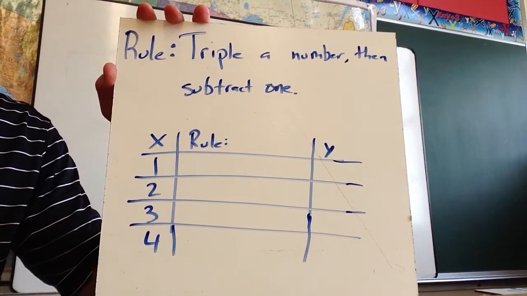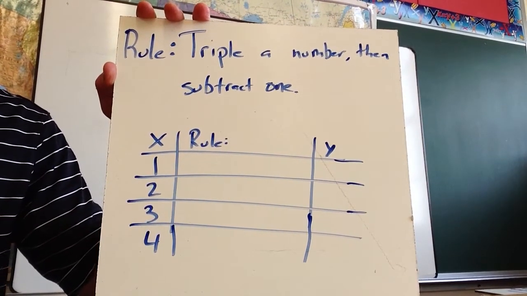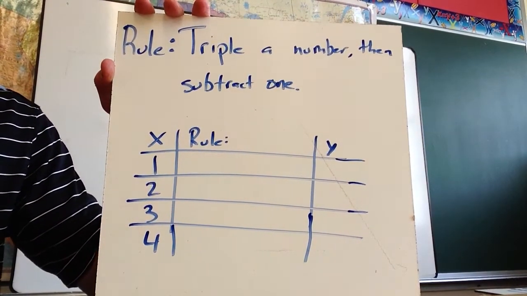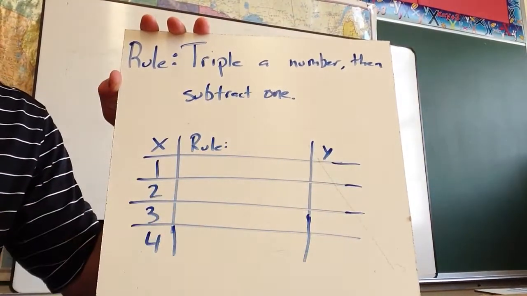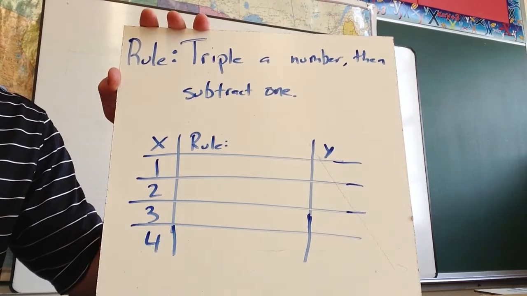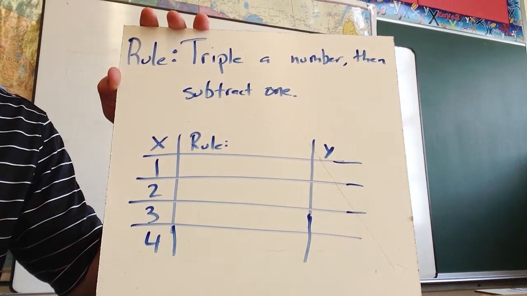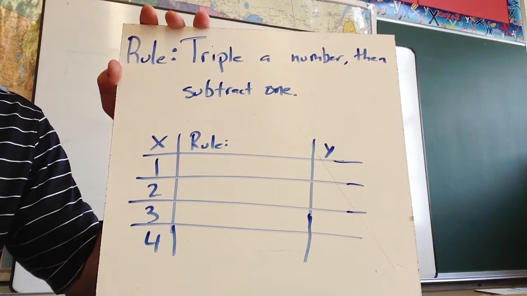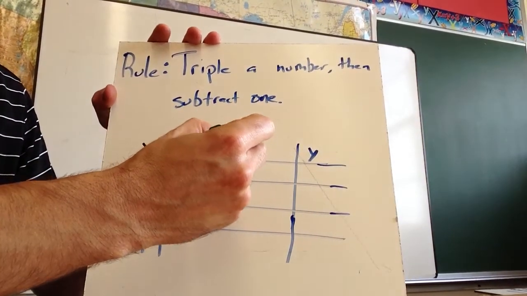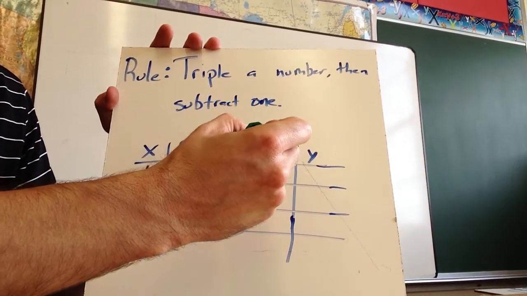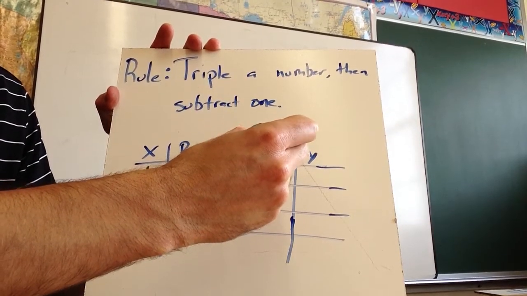Triple a number, then subtract 1. First write the rule, then fill in, this is the input, you fill in the output. Please pause the video at this time to practice this problem. So your rule should be y equals 3x minus 1.